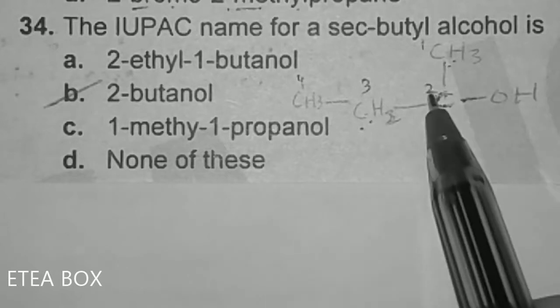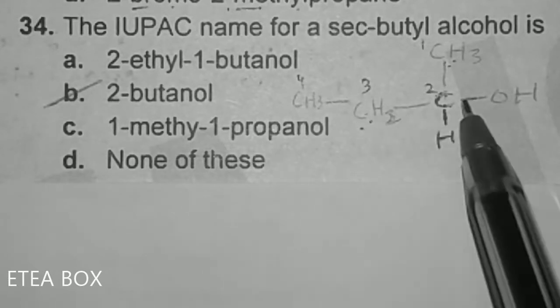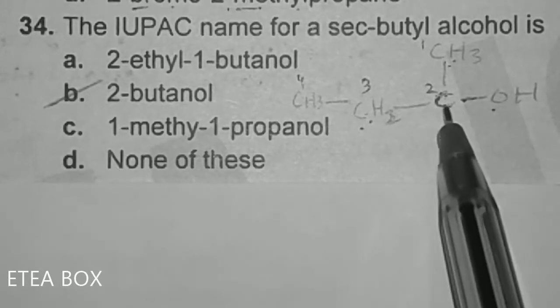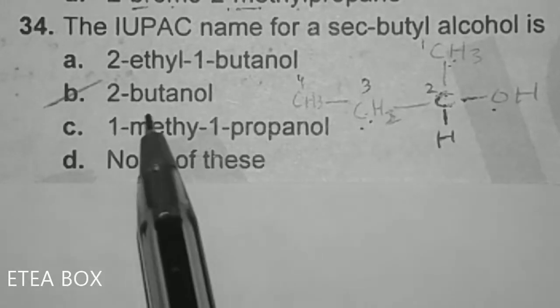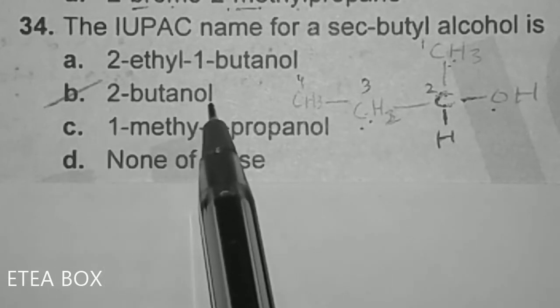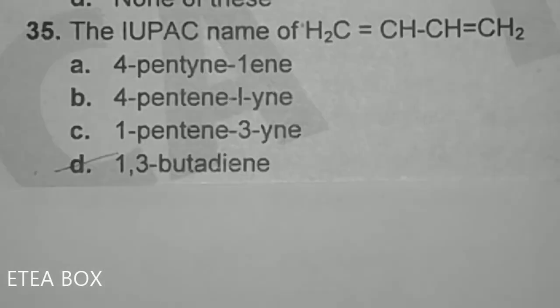Now 1, 2, 3, 4, which means butane. And alcohol is present, so butanol. Now the alcohol is present on the second carbon, so you have to name it 2-butanol. On carbon number 2 the alcohol group is present, so 2-butanol. That is the IUPAC name for this one.